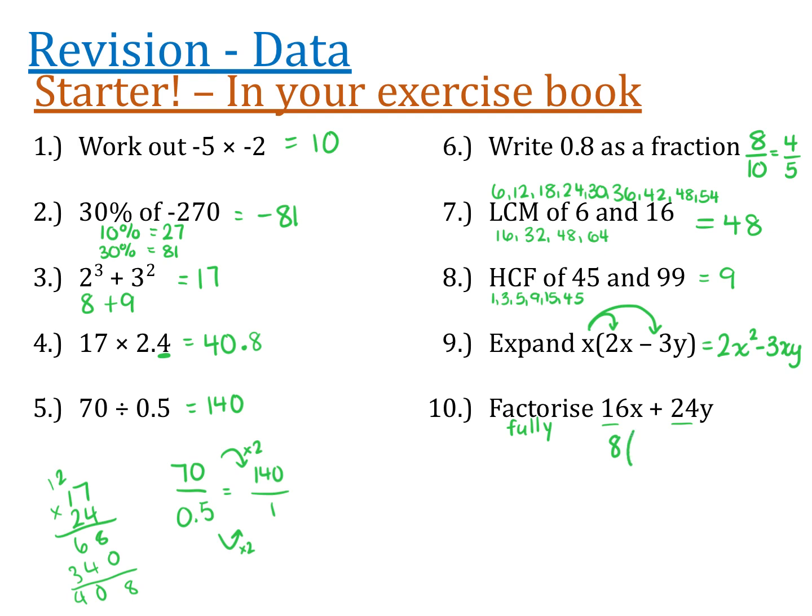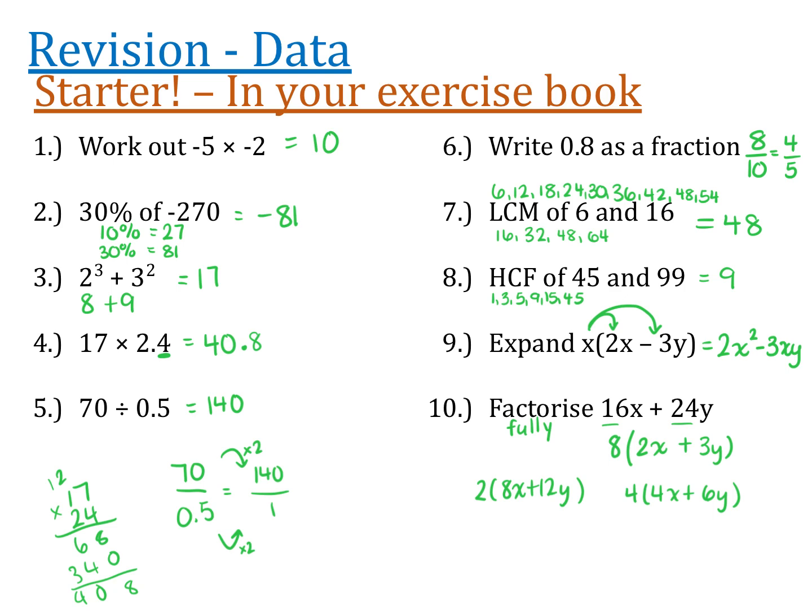So I take an 8 out, and then I ask myself, what times 8 makes 16x? That's 2x. And what times 8 makes 24? That's 3, so 3y. That's the best answer I could have. It would also be acceptable to write 2 bracket 8x plus 12y, or if you factorized out a 4, 4 times 4x plus 6y. Either of those would be appropriate, but I prefer the question to say factorize fully.